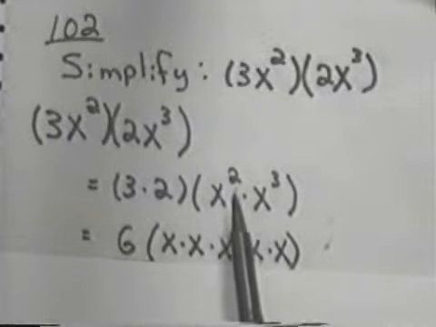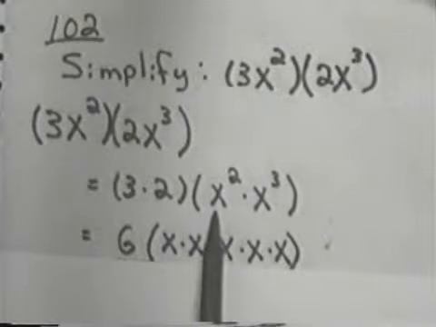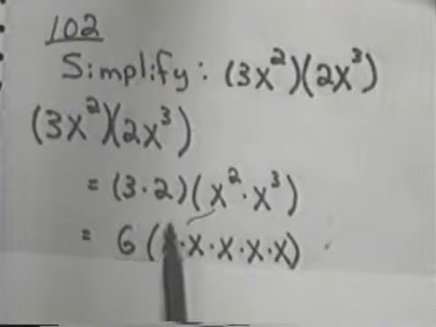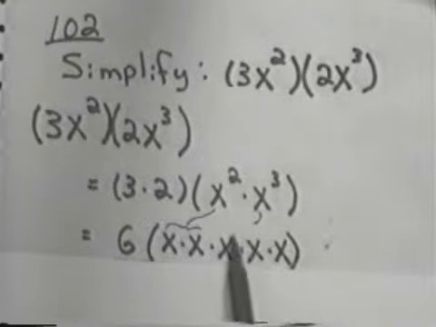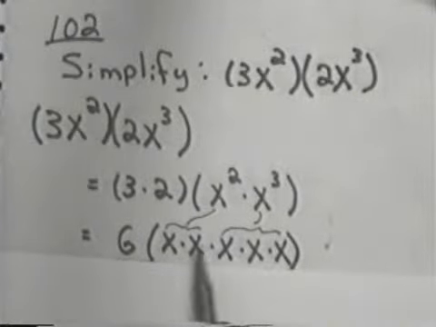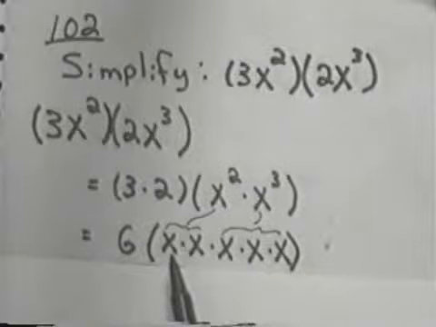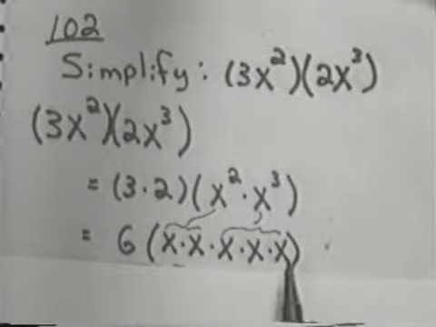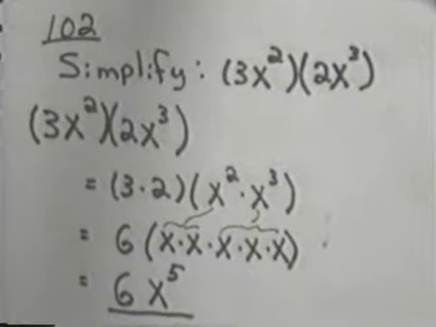Now x squared means x is used as a factor 2 times. The x cubed means x used as a factor 3 times. So x used as a factor 2 times, x used as a factor 3 times. Now notice in all, x is used as a factor 1, 2, 3, 4, 5 times. So I can write it as 6x to the 5th.